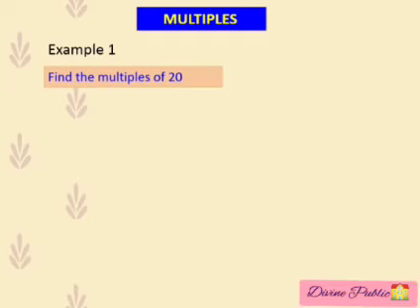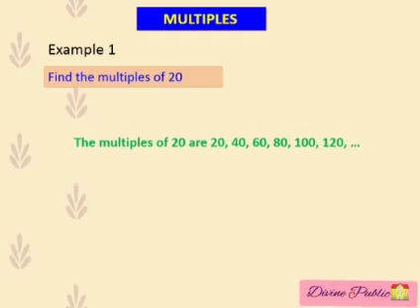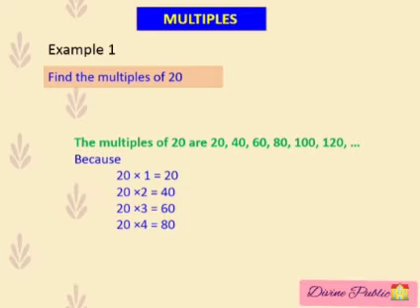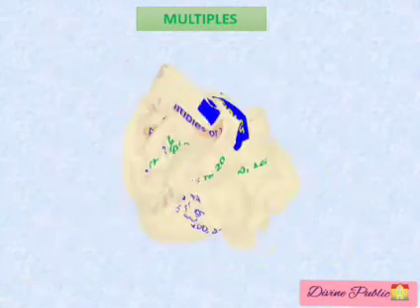Find the multiples of 20. The multiples of 20 are 20, 40, 60, 80, 100, 120 and so on, because 20 into 1 equal to 20, 20 into 2 equal to 40, 20 into 3 equal to 60, 20 into 4 equal to 80, 20 into 5 equal to 100 and so on.